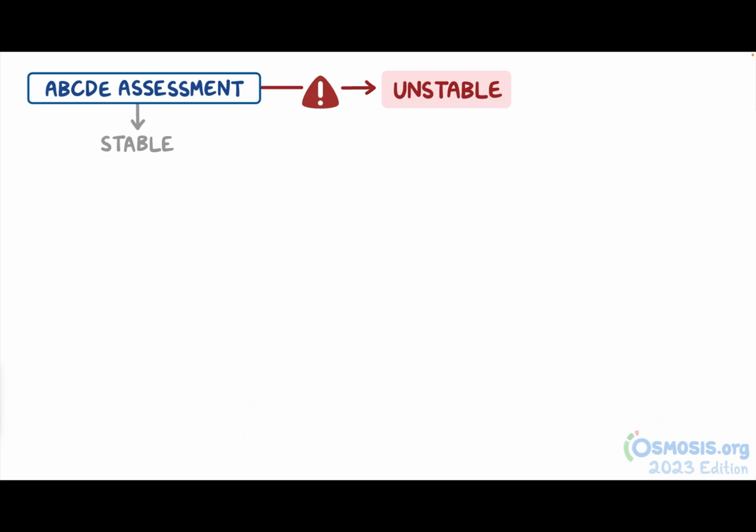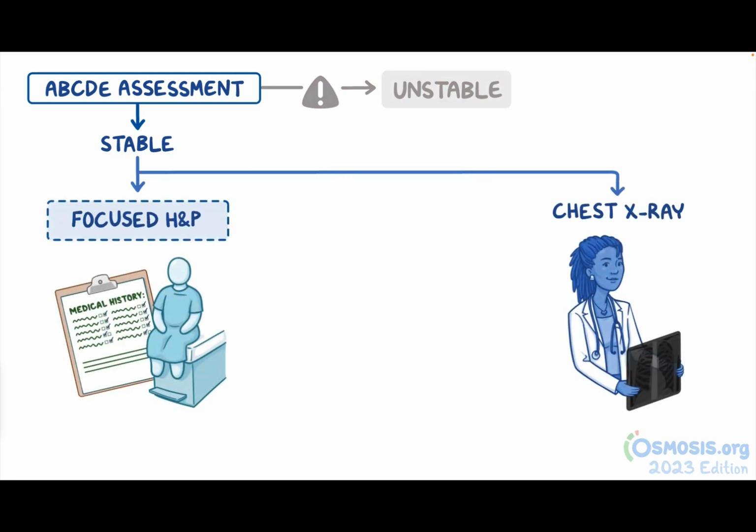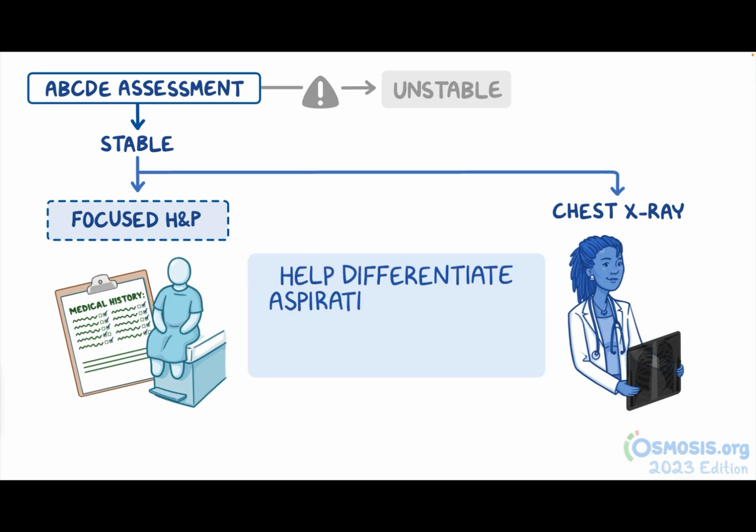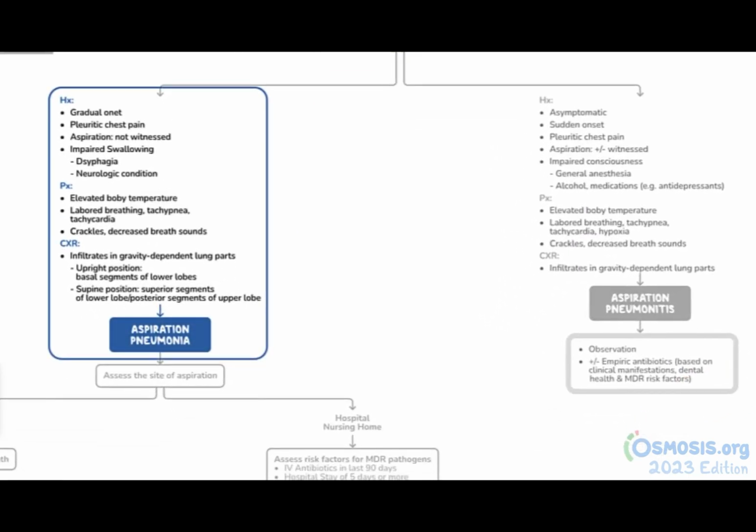All right, now let's go back to the ABCDE assessment and talk about stable individuals. Start by obtaining focused history and physical, as well as chest X-ray, which can all help you differentiate aspiration pneumonia from pneumonitis. First, let's start with aspiration pneumonia.